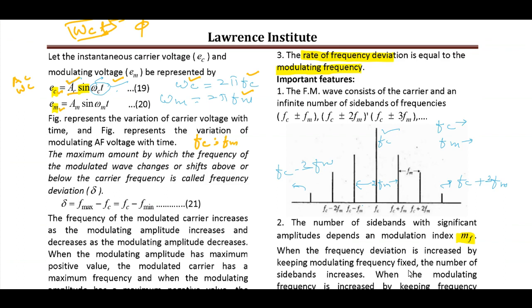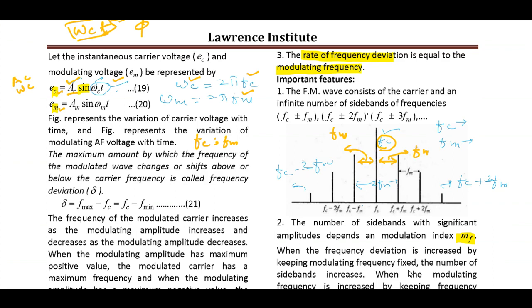For example, look at the diagram here. This is fc. Fc is the frequency of the carrier wave. Now we have subtracted fm. This gap is equal to fm. Fm is the frequency of the modulating signal. This gap again is fm. This gap and the whole of this gap is 2fm. This gap is fm, and this gap is fm. This gap is again fm.